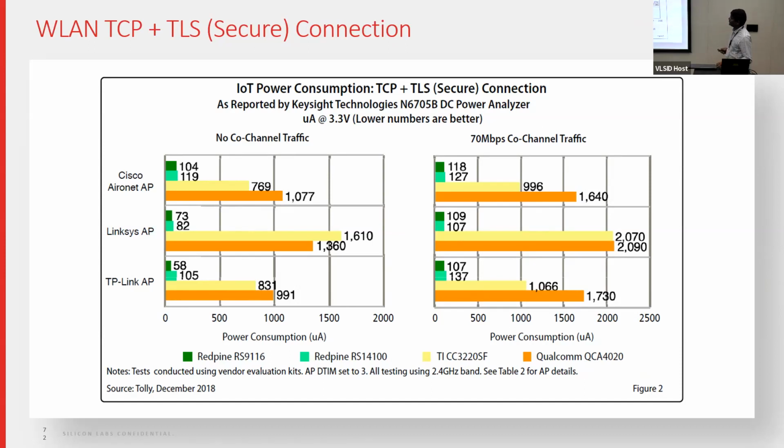While testing this, we used a separate setup in an adjacent channel. In the 2.4 GHz band, depending on the region, we have 11 to 14 channels. So we use co-channel traffic of 70 Mbps and measure the power consumption. So these are the low power numbers that we got.